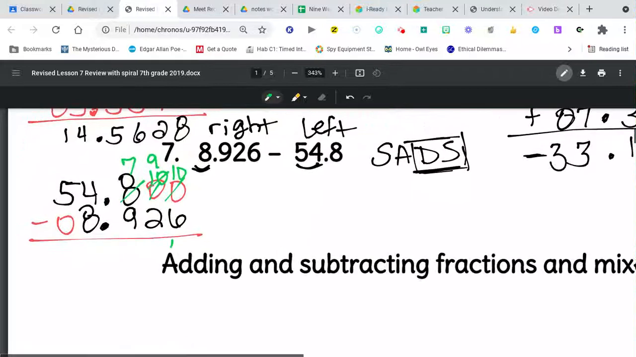10 minus 6 is 4. 9 minus 2 is 7. 7 minus 9 is impossible, so I'm going to regroup again. That becomes a 3, so that becomes a 17. Let me write that a little better.